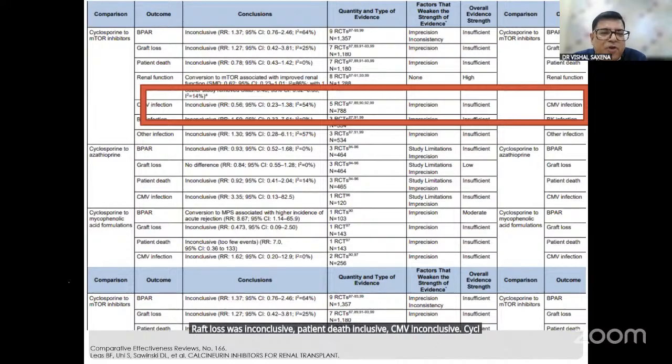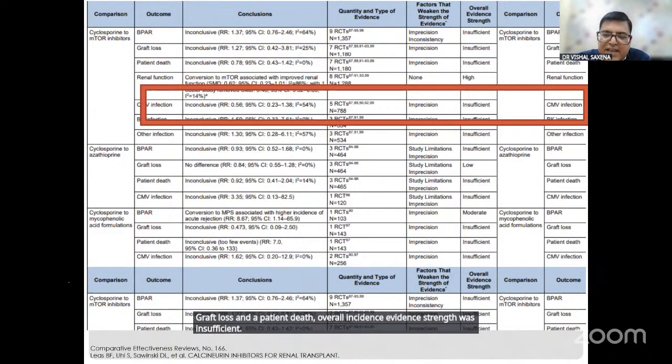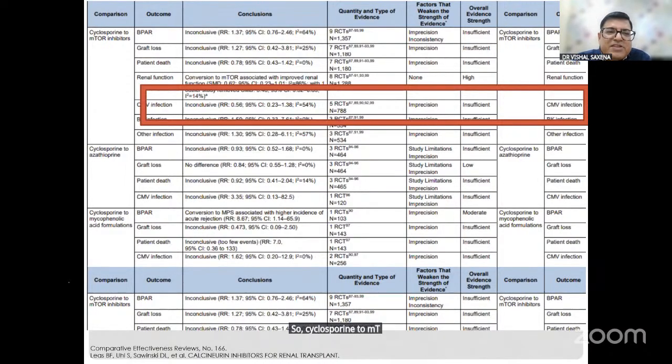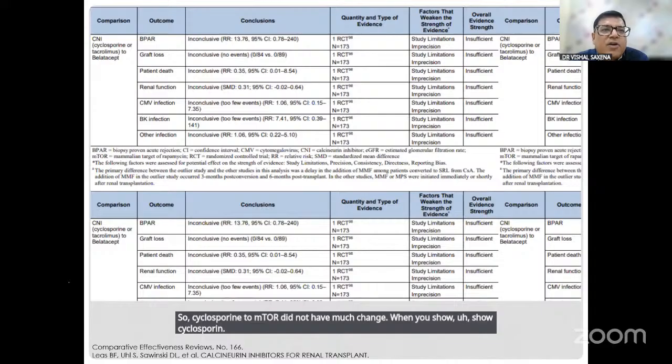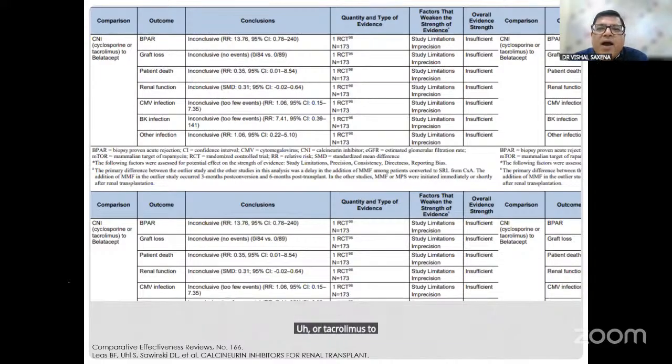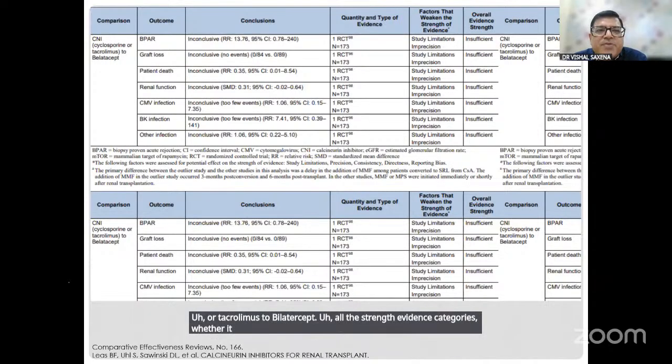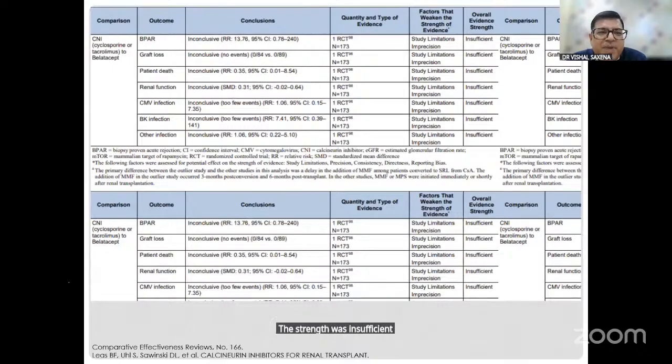Cyclosporin to mTOR inhibitor, outcome biopsy-proven acute rejection, graft loss, and patient death. Overall incidence evidence strength was insufficient. So cyclosporin to mTOR did not have much change. When you switch cyclosporin or tacrolimus to belatacept, all the strength of evidence categories, whether it was graft loss or biopsy-proven acute rejection, the strength was insufficient. So it did not change much.